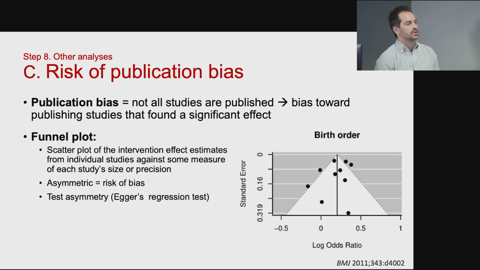For example, you can use a funnel plot. It is the plot that I represent here, and basically, if the points are symmetrical around the line and overall distributed inside the triangle, there is no risk of publication bias. And you can also use a statistical test to check whether the funnel plot is asymmetric or not.